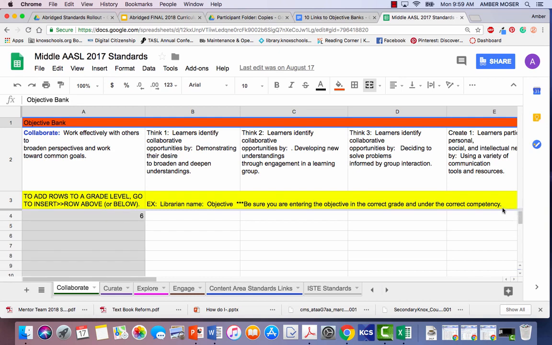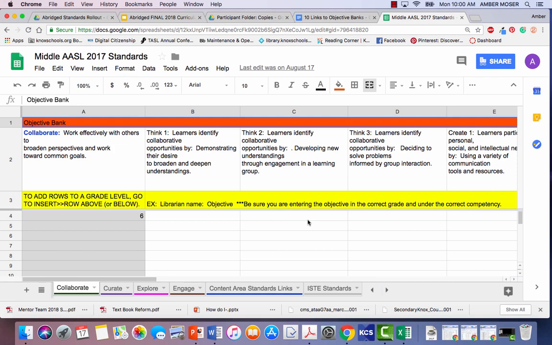What you'll do when you write an objective that goes with one of your shared foundations, your major or your minor, I'd like for you to record that objective in the objective bank. So for instance, if I write an objective for a 6th grade lesson that is aimed at think number 2, I'm going to record that objective here. I'd also like for you to put your name on it.